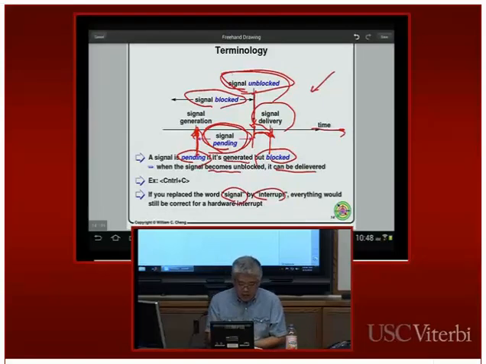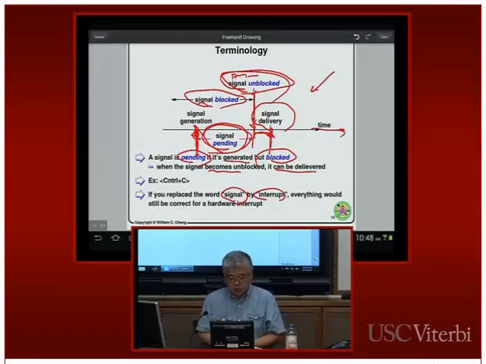We say that the interrupt can be unblocked, and the interrupt can be blocked, and we have interrupt generation. The interrupt becomes pending until the interrupt is unblocked or enabled. Then we have the interrupt getting delivered to the operating system.